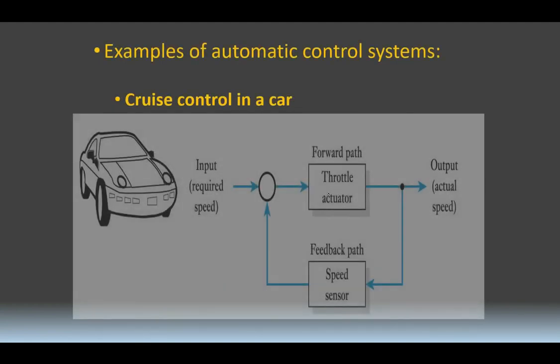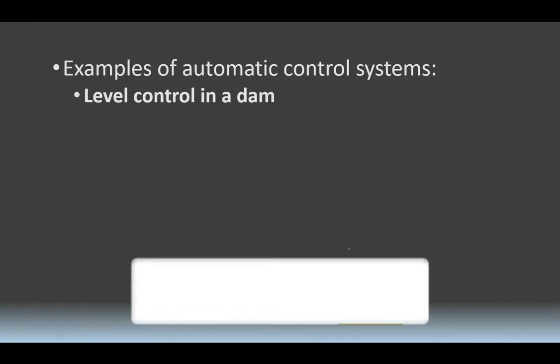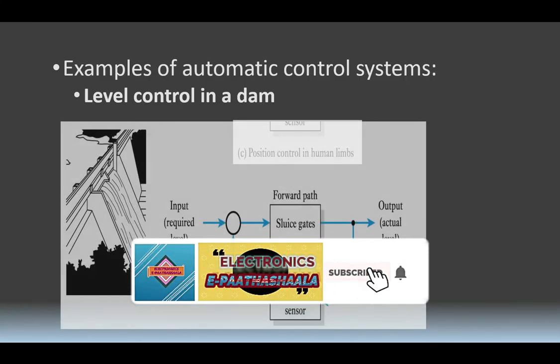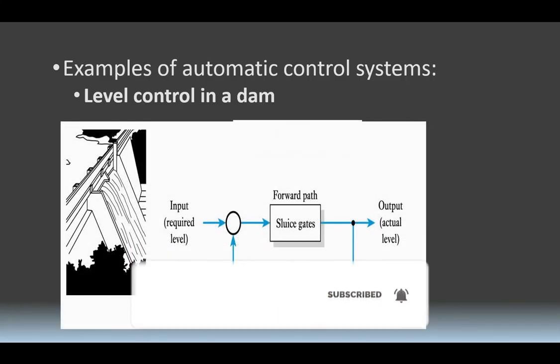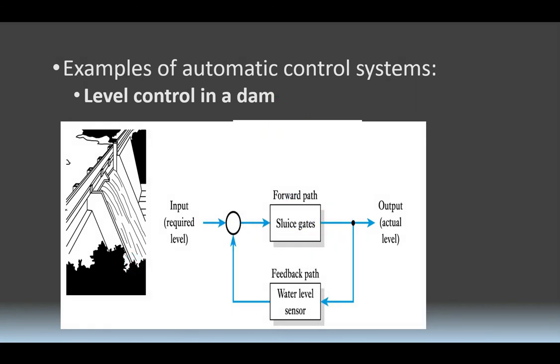Cruise control in a car also has a feedback. Level control in a dam, when to open the dam, when to close the dam, all depends on this feedback, wherein each level will be marked in the dam. After this level, one gate should open. After this level, the second gate should open. After this level, all the gates should open. Just like this. These are some of the examples.